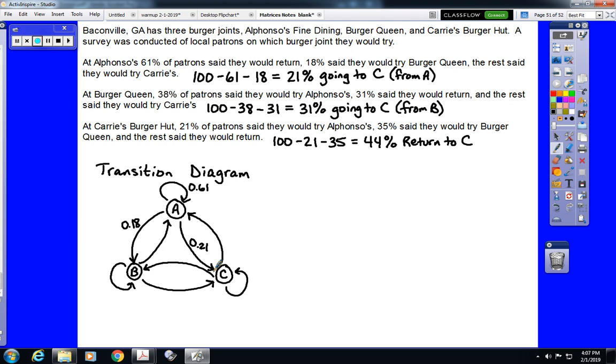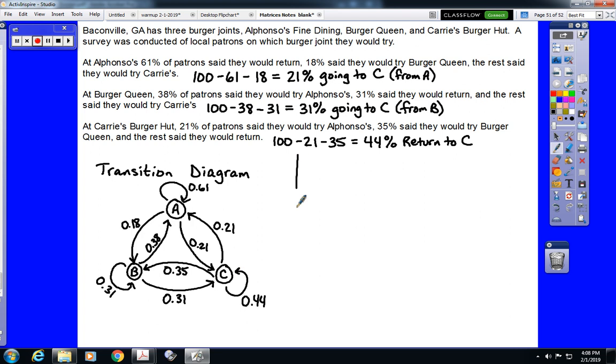For Burger Queen, 38% said they would go from B to A. So we'll put 38% as 0.38 on that edge. 31% said they would return, so we'll label the loop with 0.31. And the rest would be going to try C. That is also 0.31 on that edge from B to C. Carrie's Burger Hut, 21% of the patrons said they would try Alfonso's, so this edge has a weight of 0.21. 35% said they would be trying Burger Queen, so we would label that edge with 0.35. And that meant that 44%, or 0.44, would start at C and go there again.